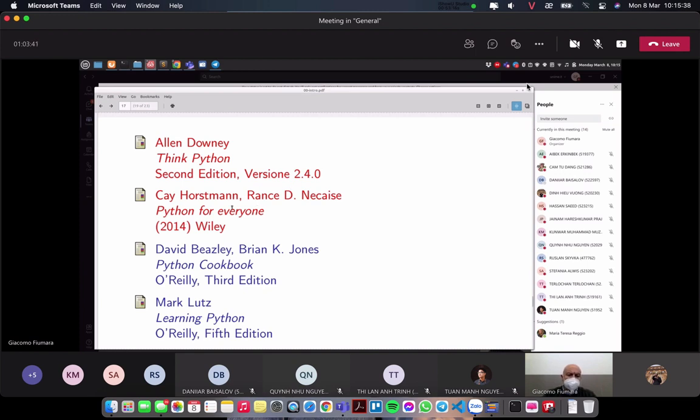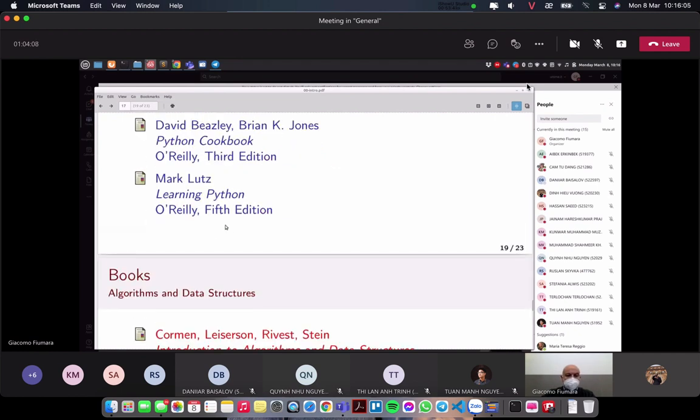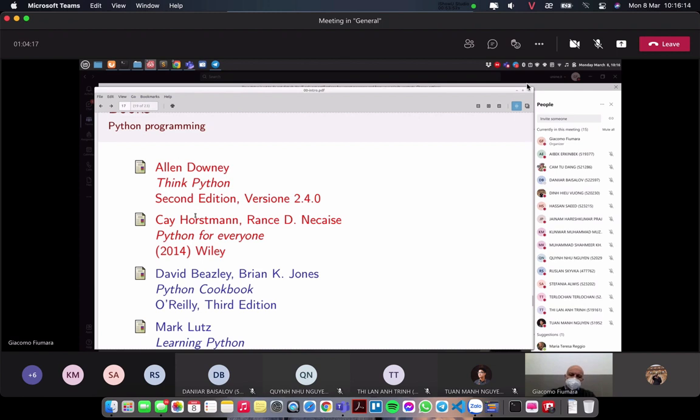Whereas this one, Python for Everyone, Horstmann and Necaise, is a very good book, but it's not free of charge, of course. The combination of these two books entirely covers the topics of Python programming. And then, of course, these are very good books on Python, but they are not introductory, whereas especially this one can be of great help in beginning Python.